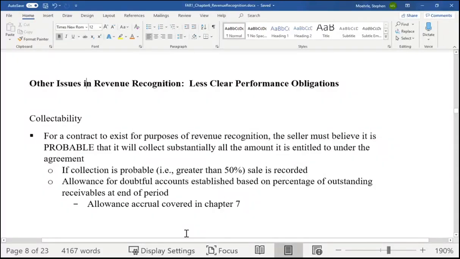Hi, welcome to a quick video on other issues in revenue recognition. Less clear performance obligations. The first issue we're going to talk about is collectability.